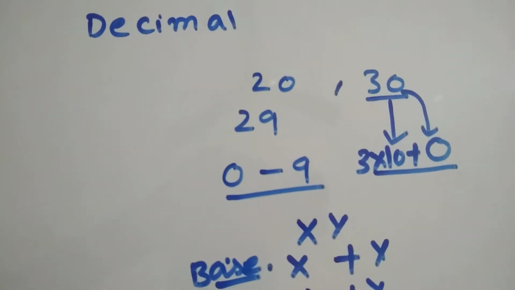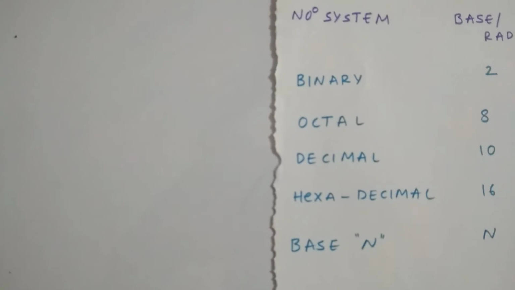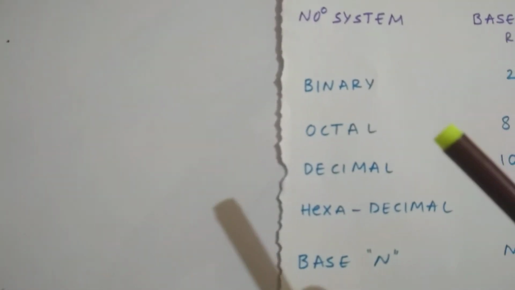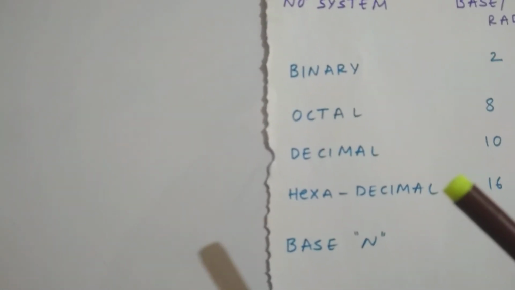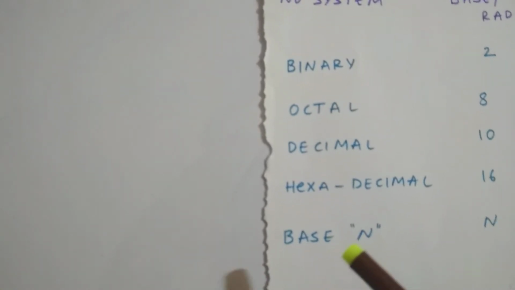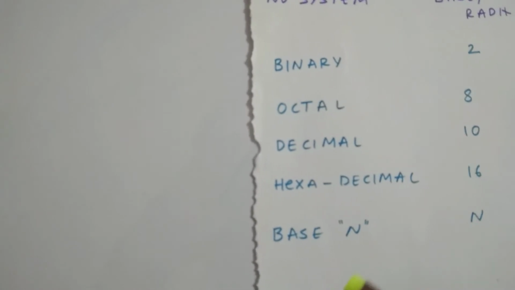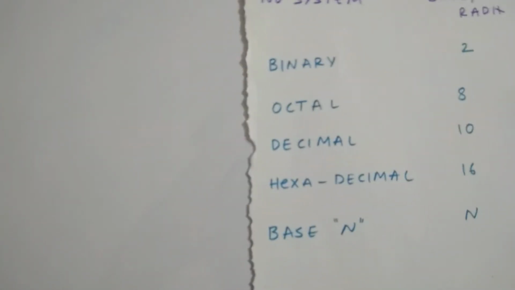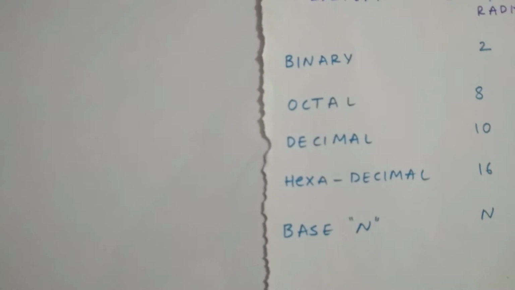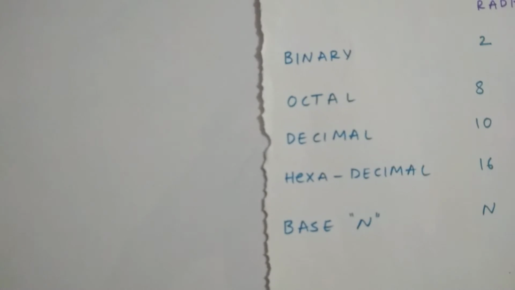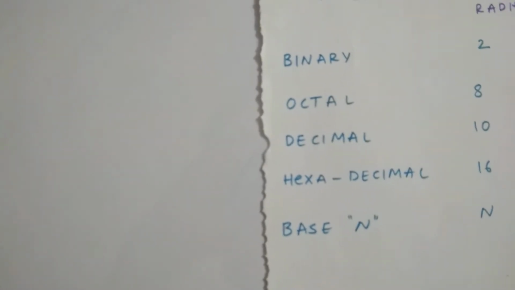So this is the basic of the decimal number. We have different types of number systems. As you can see over here: binary, octal, decimal, hexadecimal, and base n. Base n is customizable. Whatever you write, that's base n. For example, if you want 5, then it's base 5. So what's a base or a radix? The base or radix is the number of distinct digits in that number system.